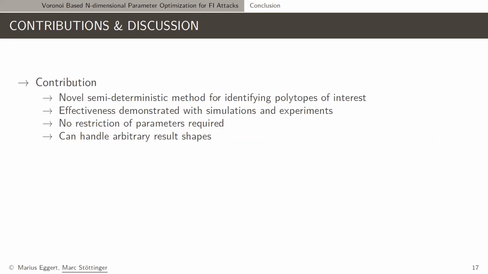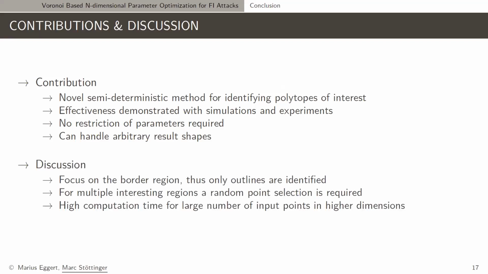So this brings me almost to the end. To summarize, in this paper we present a novel semi-deterministic approach. Semi-deterministic because you still need some randomness, this Gaussian noise and Gaussian tunneling noise, to ensure that you're not running into a local minimum or maximum. We have shown with experiments and simulation that it seems to work quite effectively. We have no restrictions regarding the parameters, so we can search almost in parallel, so to say. And the nice thing is we can handle arbitrary forms and shapes.